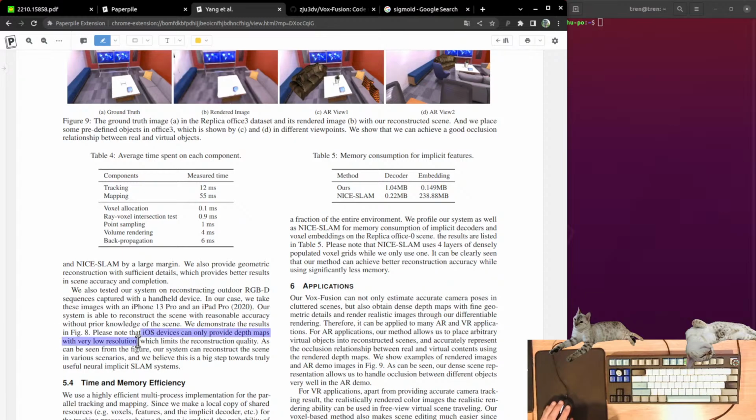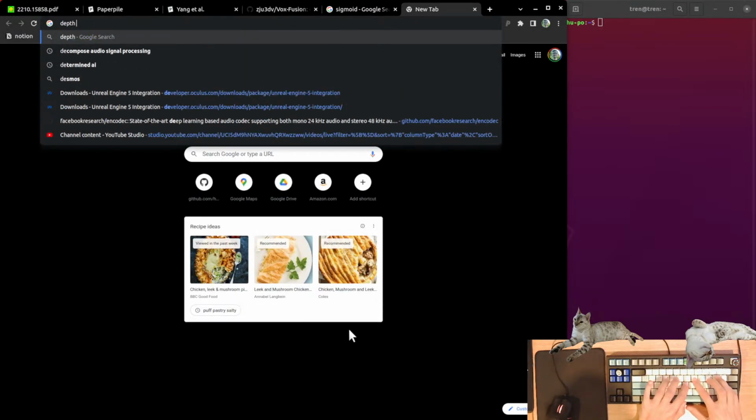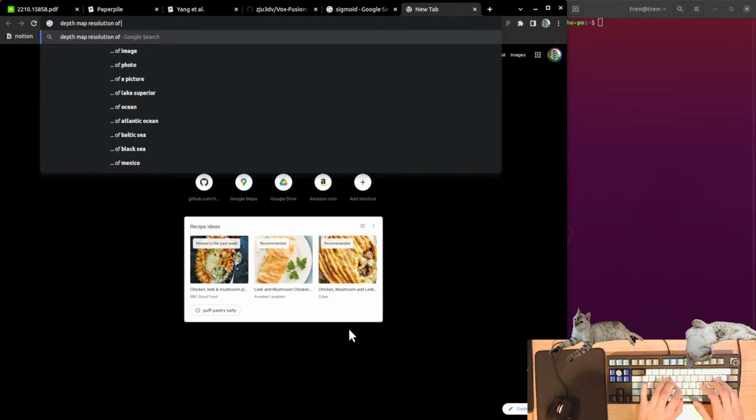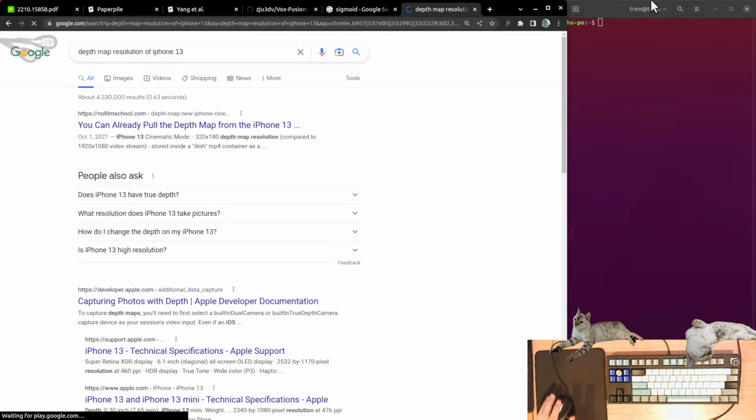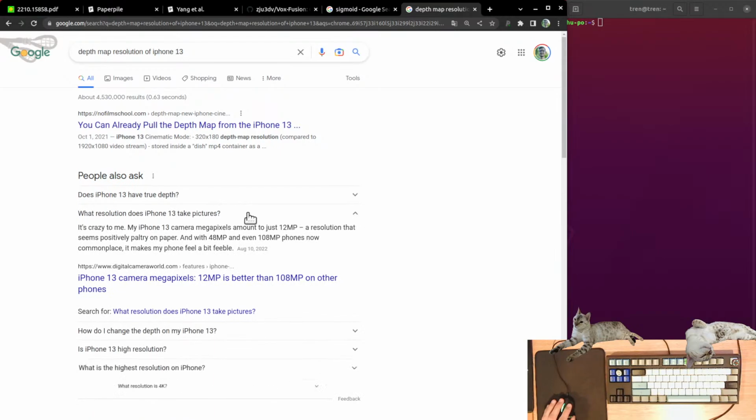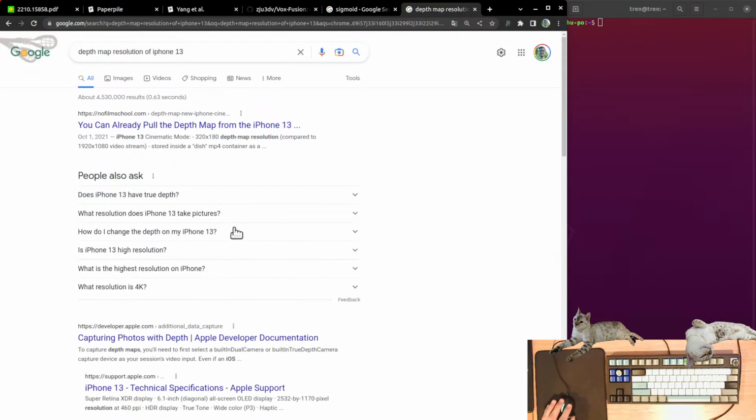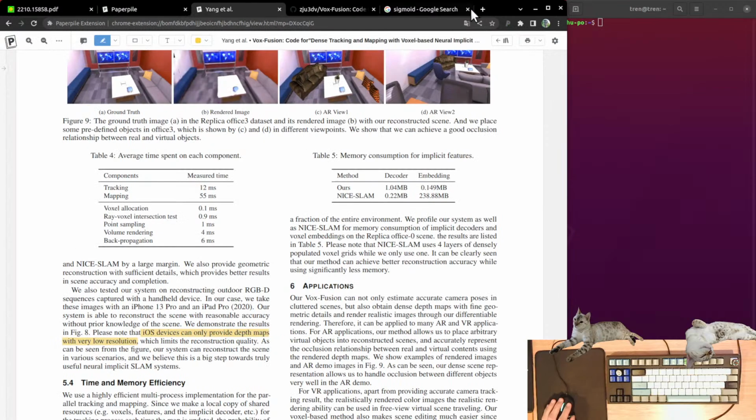Interesting. iOS can only provide depth maps with very low resolution. I don't actually have an iPhone, so I didn't know. But what is the depth map resolution of an iOS device? Ooh, 320 by 180. That's pretty crap.